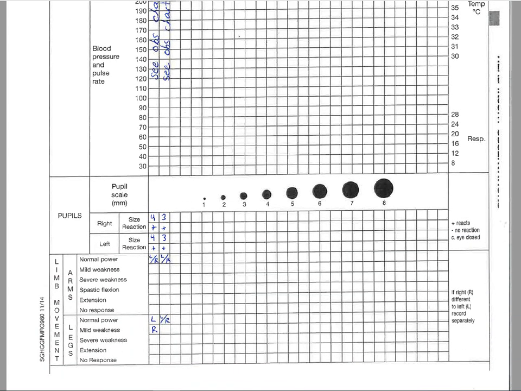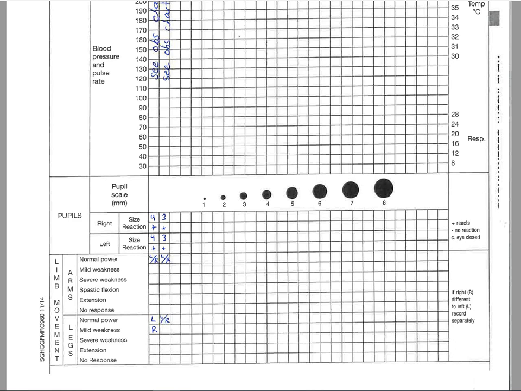Moving down, we're going to check the pupils. Are they equal and reactive to light? So you've got a pupil scale here, and when you're assessing the size of the pupil, the number that you're going to document in this box is the size of the pupil before you shine a flashlight in it, or a bright light, okay? So for example, most people will sit at about a 4, and as soon as you shine a torch into their eyes, their pupils will go down to a 2.